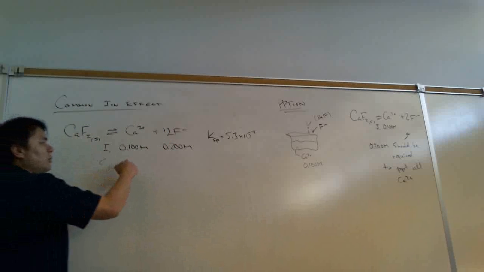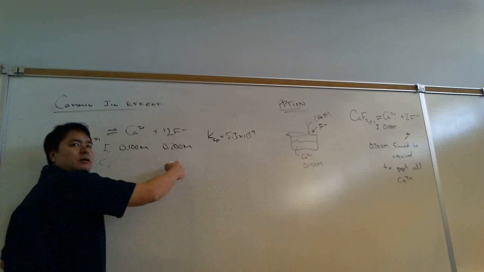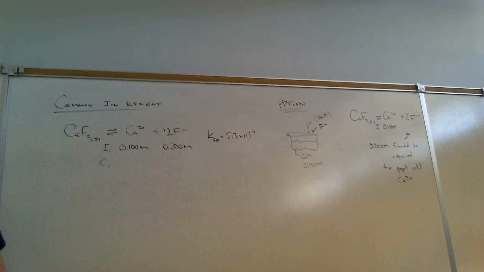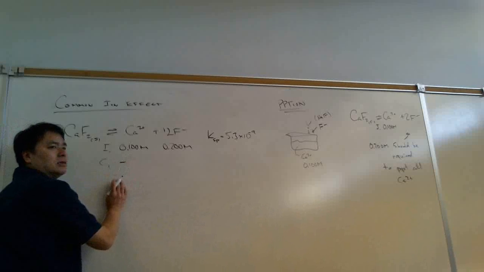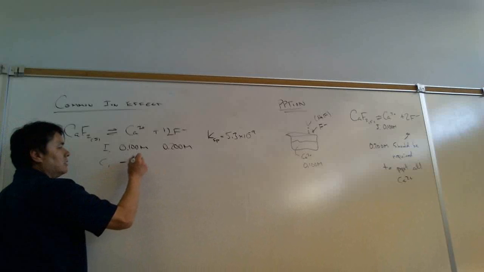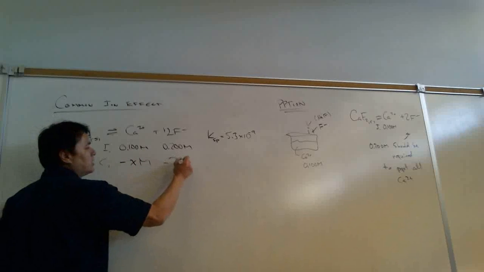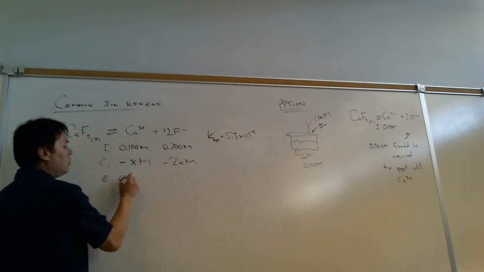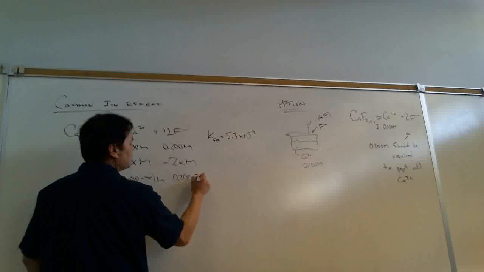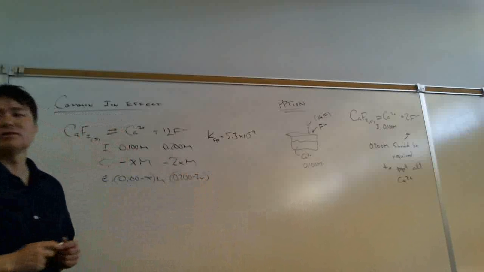Is it going to be minus 0.100, minus 0.200? Goes fully in the reverse direction? Is this a one-way reaction? No. The change is going to be minus, it's got to go backwards, I think. Minus x, minus 2x. And so at equilibrium, we're going to get 0.100 minus x, 0.200 minus 2x. And just solve for x.